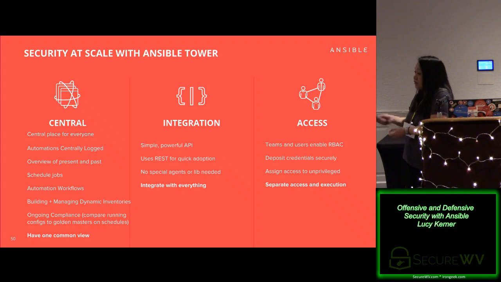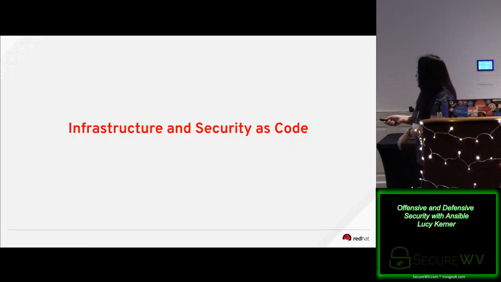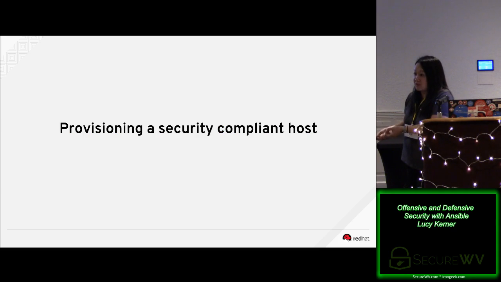You can schedule jobs, you can create automation workflows, you can connect to anything that has a REST API, if you have a CMDB, that kind of thing. So then with that, the use case would be infrastructure and security as code. And this is where the various different automation workflows can be created. And one of the easiest ones to do is provisioning a lockdown system.